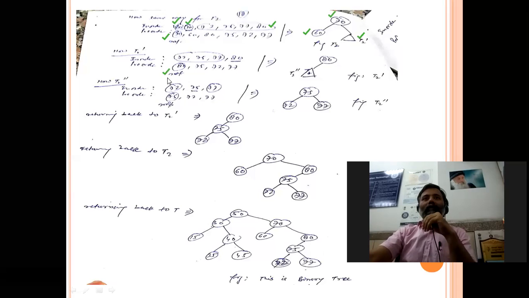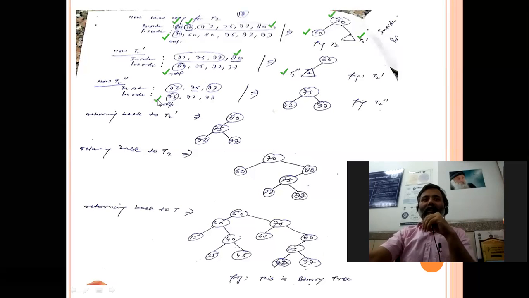Now 80 we are keeping here. Before that we have 3 nodes, but after 80 there are no nodes. That means the right subtree is empty, so all the nodes will be in the left subtree. Suppose this is the left subtree, and we are assuming that this is T2 double dash. So this is the in-order traversal of T2 double dash, and the pre-order traversal is this one.